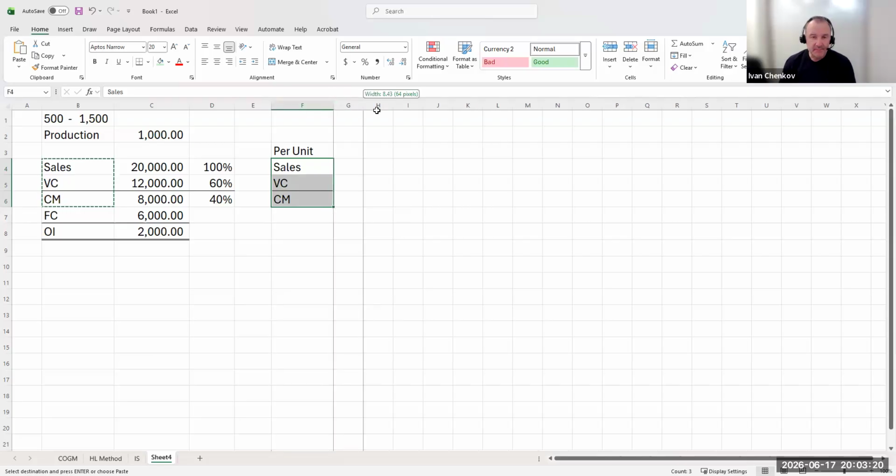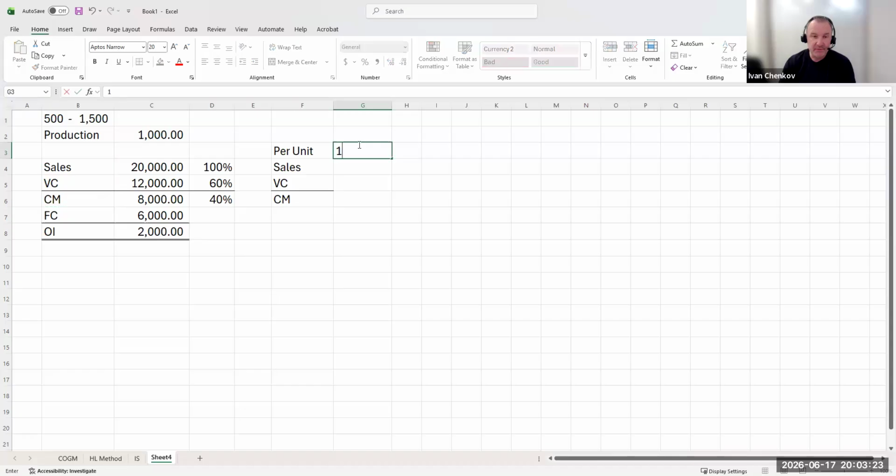So per 1 unit, if I'm selling and producing only 1 unit, what's going to happen? My sales price will be divided by 1,000, and that's going to be $20. Variable cost is going to be 12 divided by 1,000, that's going to be $12. And my contribution margin, the only option that has is to be sales minus the variable cost, which is going to give me $8. Okay, great. I have everything that I need. From now on, nobody can stop me.